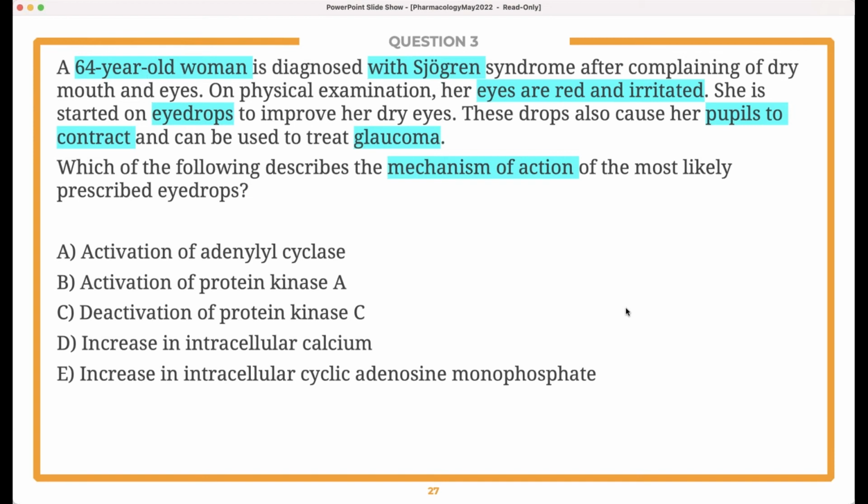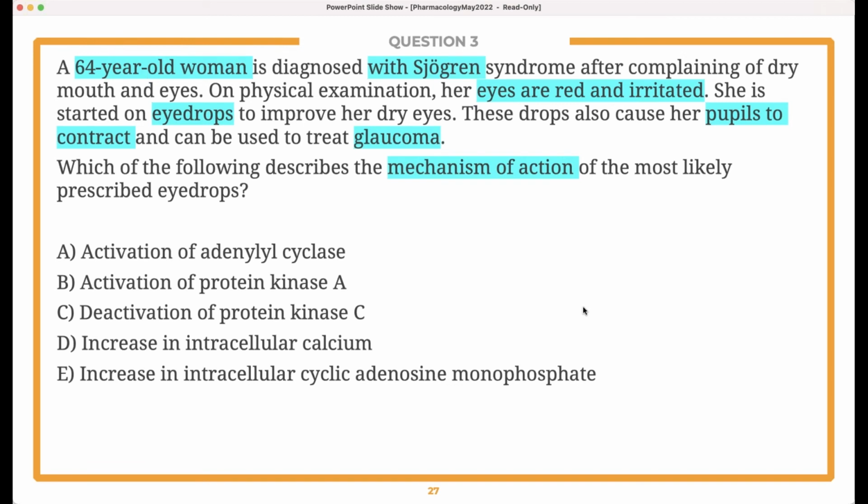Answer choice E, increase in intracellular cyclic adenosine monophosphate, or cAMP. D, increase in intracellular calcium. C, deactivation of protein kinase C. B, activation of protein kinase A. And A, activation of adenylyl cyclase.